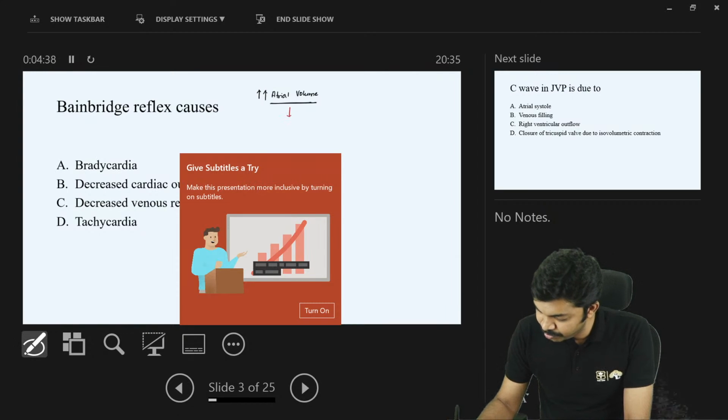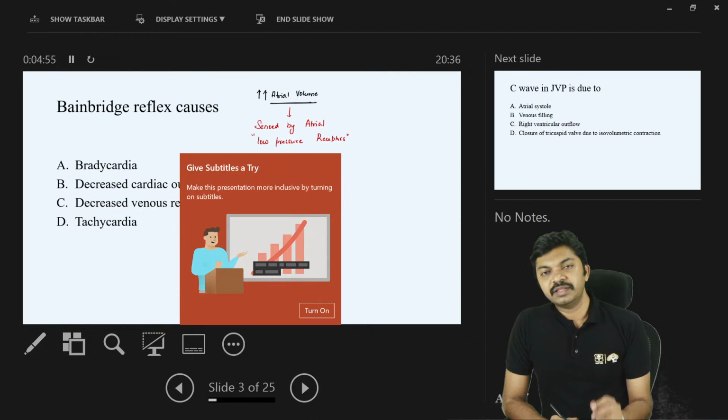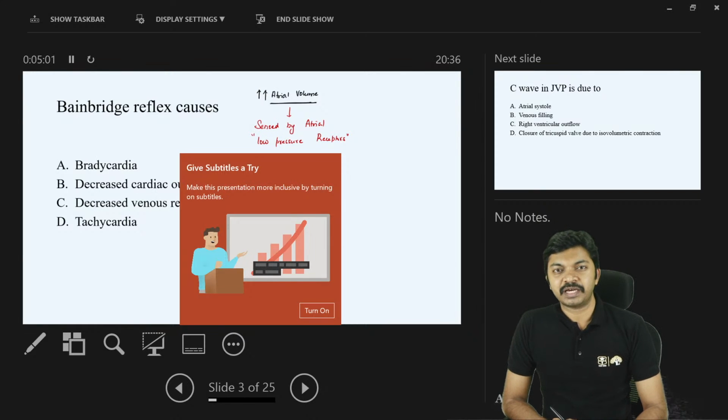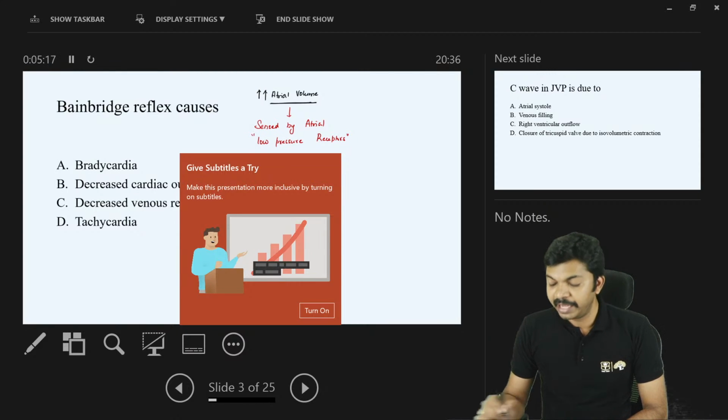When the atrial blood volume is more than normal, this excessive blood volume will be sensed by atrial low pressure receptors. Please understand, this is not baroreceptors. Baroreceptors are high pressure receptors located in carotid sinus and aortic arch. Remember, baroreceptors are located in carotid sinus and aortic arch. They are high pressure receptors. Low pressure receptors are located in the atrium itself.